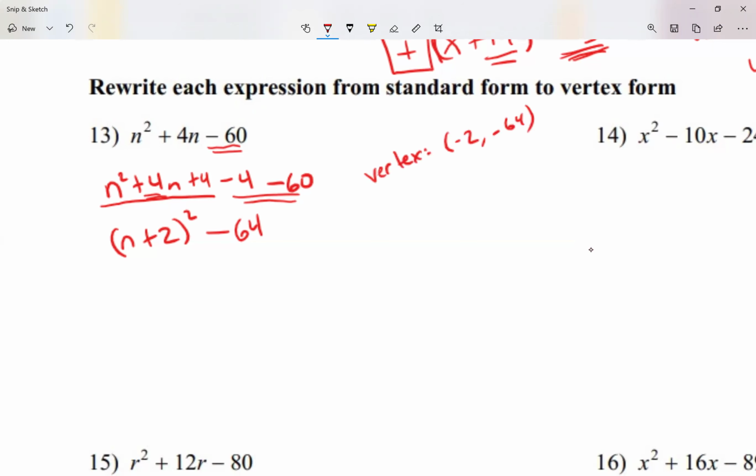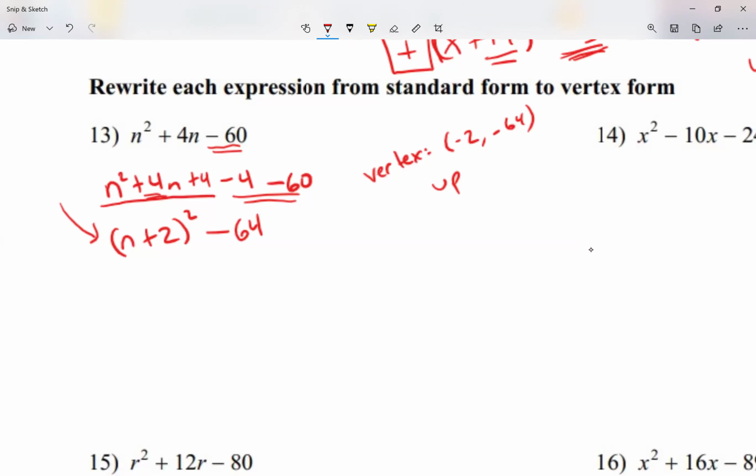So if I wanted to graph that, I can easily find my vertex. The sign at the very beginning is positive, so this thing is open up, and I have an idea how this graph looks like. That's it. That's all I wanted you guys to do, get the vertex form.